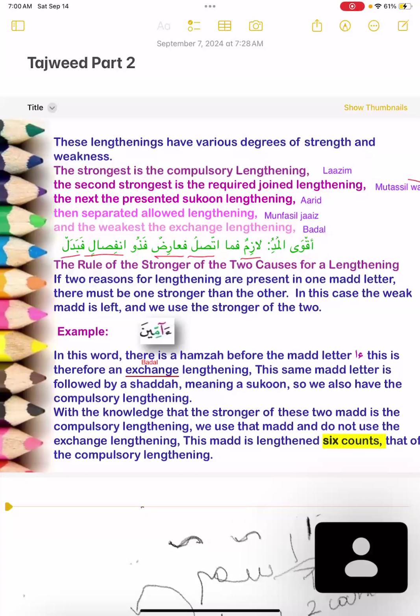So let's read what they have explained. In this word, there is a hamza before the mad letter, right? You can see the hamza before the mad letter here. This is therefore a mad badal. Hamza.